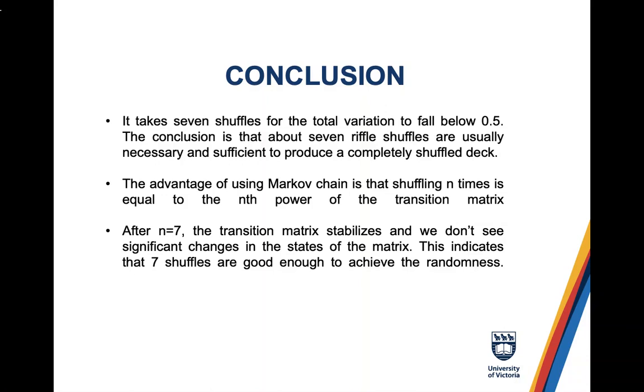The advantage of using a Markov chain is that shuffling n times is equal to the nth power of the transition matrix. After n equal to 7, the transition matrix stabilizes and we don't see significant changes in the state of the matrix. This indicates that 7 shuffles are good enough to achieve randomness.